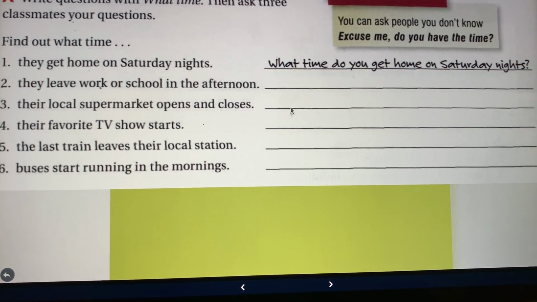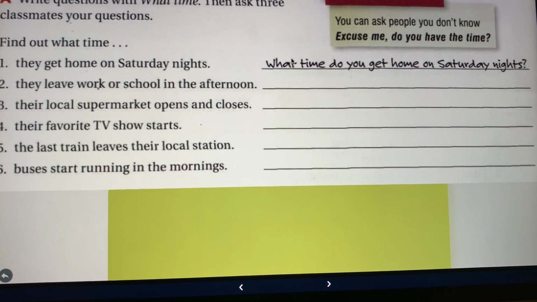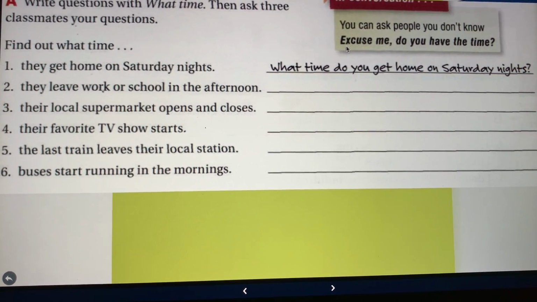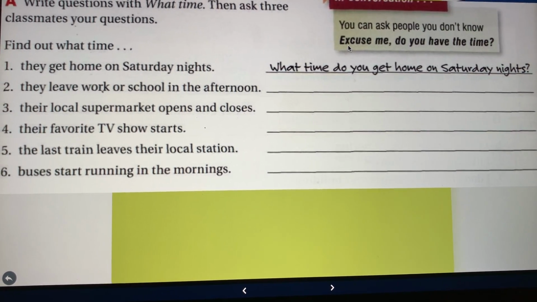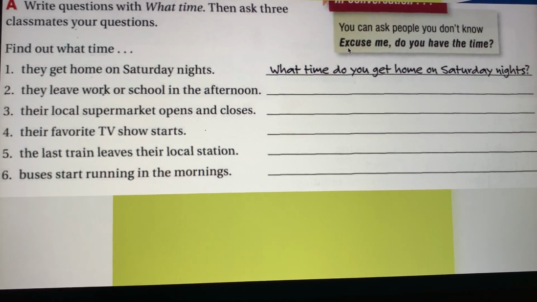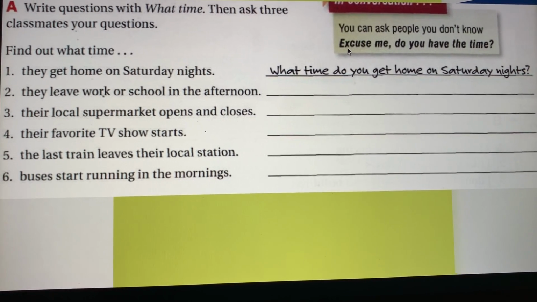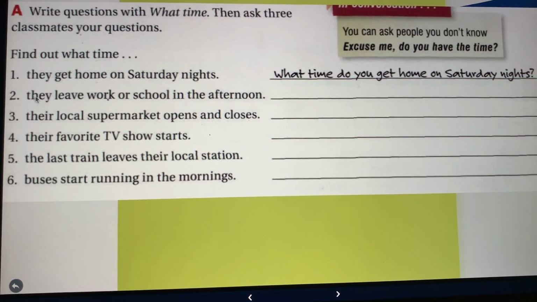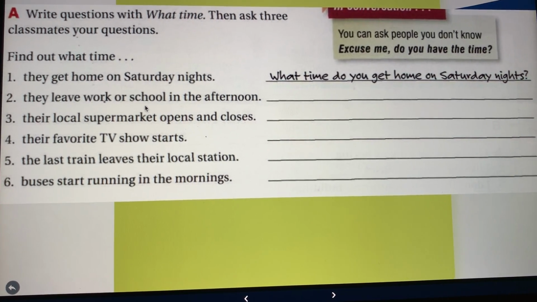مثلا you just write what time to ask a question. Of course we're gonna use also the helping verb to ask a question. You can precede that all with excuse me. Of course انت حابة تكونين more polite, تكونين لطيفة, راح تقولين excuse me, what time مثلا do they leave work or school.